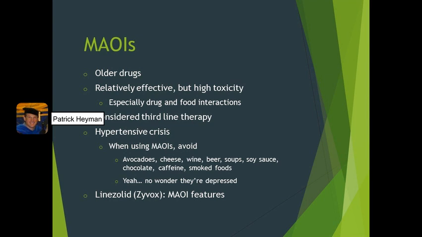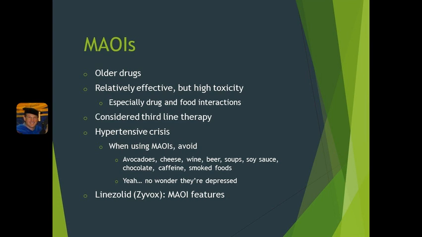Okay, next we have MAO inhibitors, monoamine oxidase inhibitors. If you recall from our lecture on epinephrine and norepinephrine, MAOs break down norepinephrine and epinephrine. So by inhibiting MAO, you're going to increase the amount of norepinephrine that is present in junctions in the peripheral and in the central nervous system.